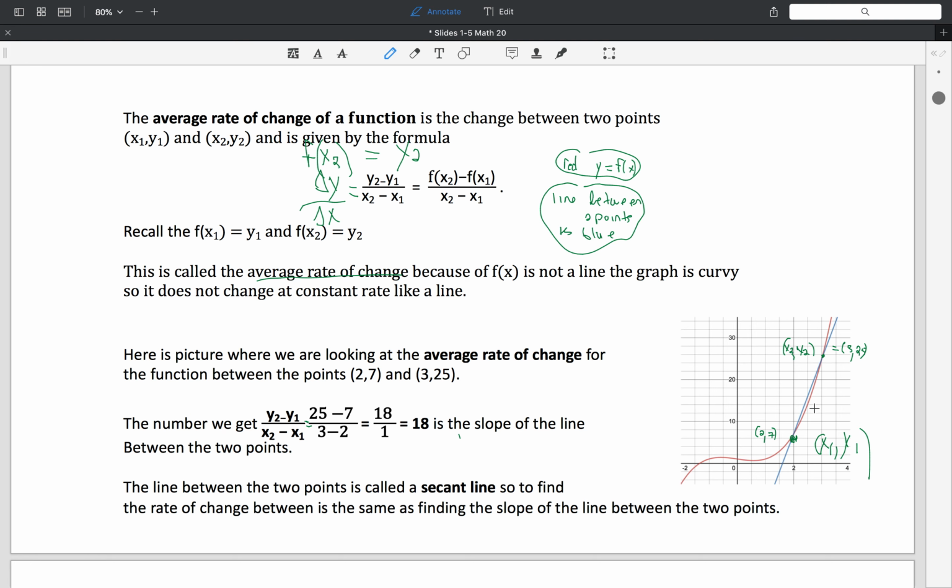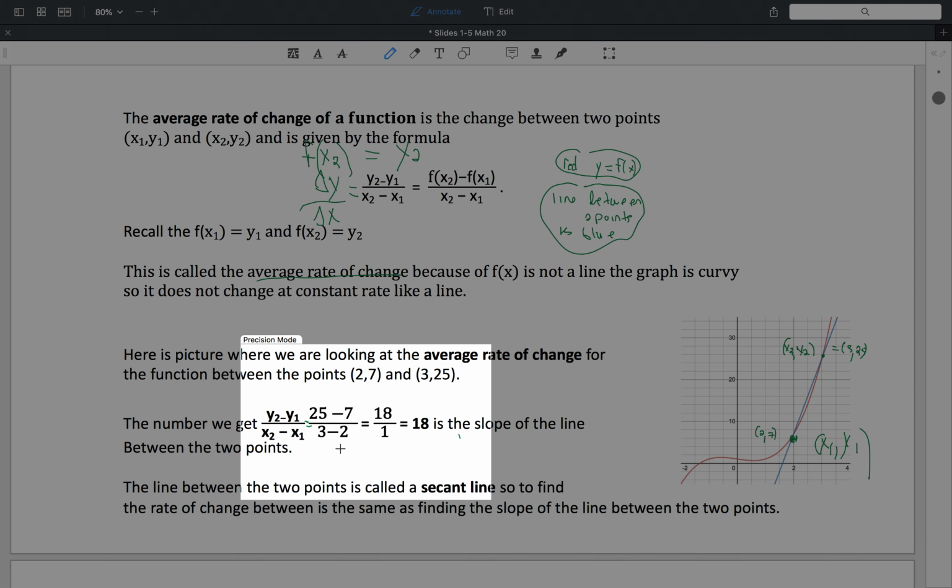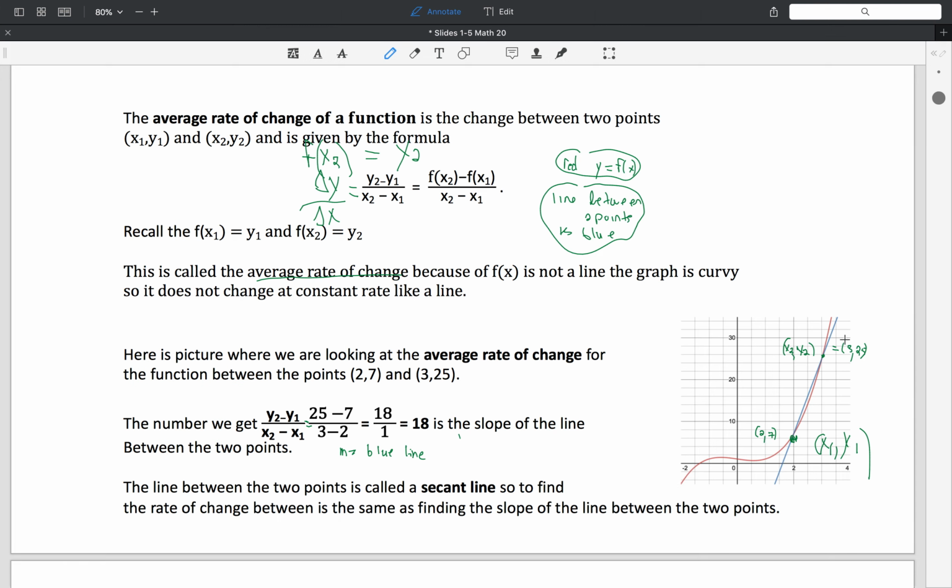Now notice that that's also the slope of the blue line. So I'm going to say that that's equal to the slope of the blue line. The blue line is called the secant line of the function. Now what happens here is the function, notice how it doesn't increase at the same rate. It keeps getting steeper. So it doesn't have a rate of change over an interval. It has an average rate of change. So this 18 means between x equal 2 and x equal 3, the function on average increased by a factor of 18.